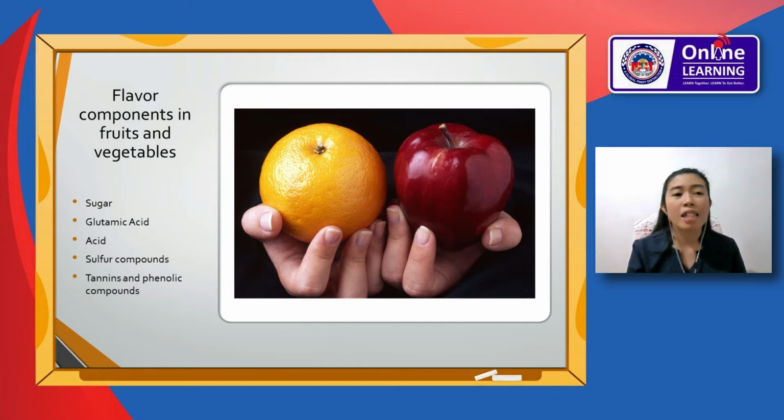The third one is acid. Acid, of course, this one is very familiar. Acid is found in sour foods that contain vitamin C, like for example calamansi, lemon, and tamarind. And next one is the sulfur compounds.